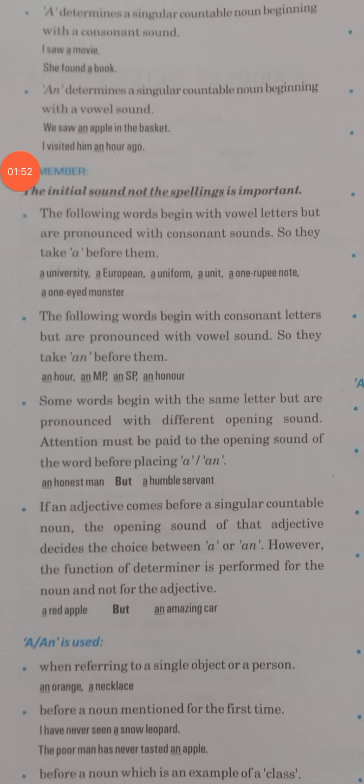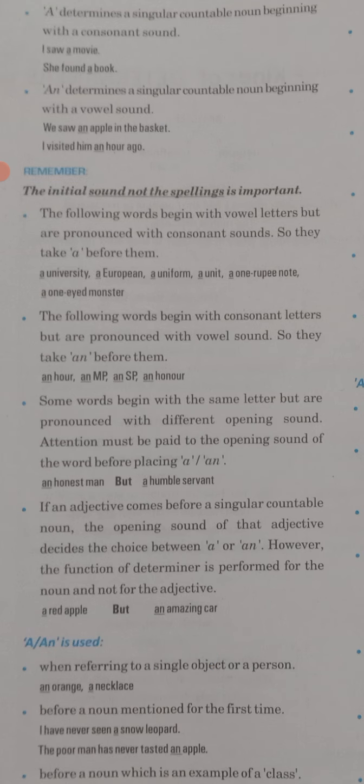So here in the example, you can see university, European, uniform, unit, 1 rupee, or one-eyed monster. These are all letters, alphabets which are actually vowels, but the sound which is coming from them is a consonant sound, which is your y. It is the sound of y.